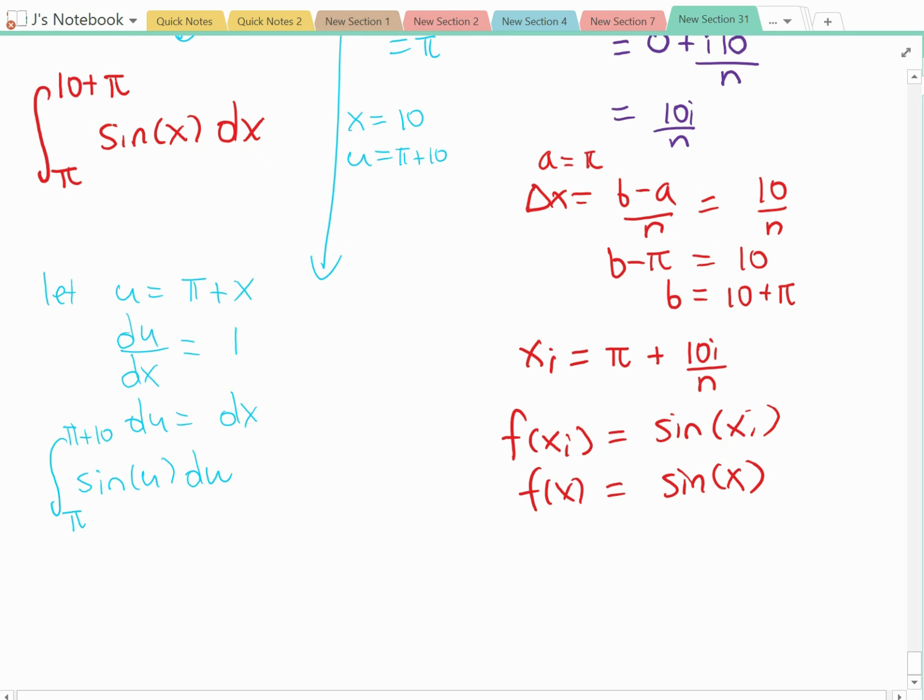So one little lie, it's not really a lie, it's a bit misleading, is part of the reason why this process of going from sums to integrals is a little bit confusing, because it's not unique. There's more than one way to do it.